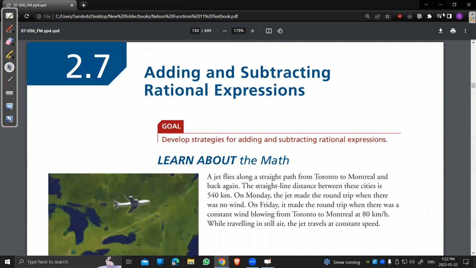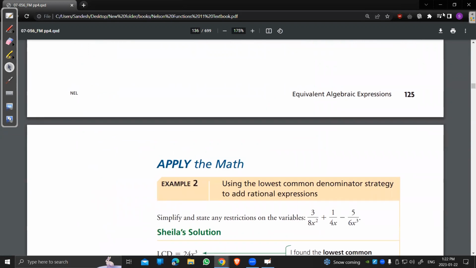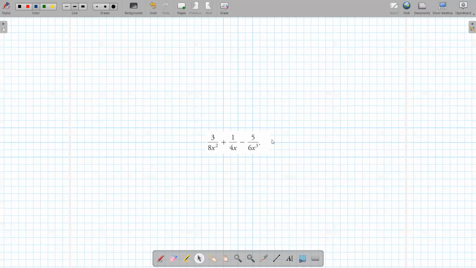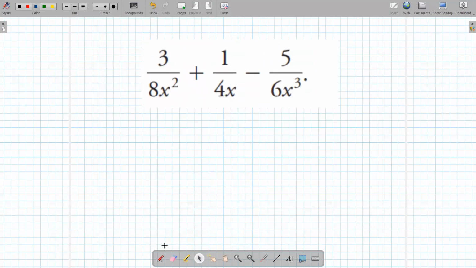Not gonna do that. Let's do a simple addition. Straight up, what's the restriction? Because it doesn't matter what we do when we add or subtract them, it's not gonna change because nothing's gonna cancel out. X can't be 0. Yeah, straight up, x can't be 0.